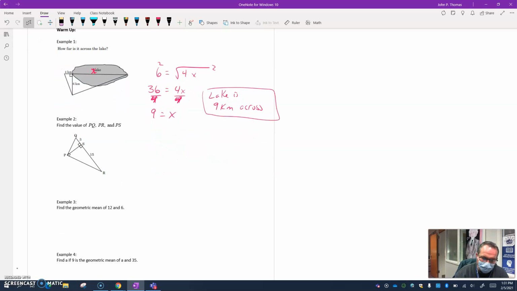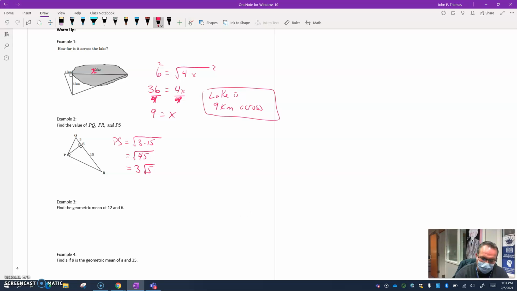All right, so the next one asked me to find PQ, PR, and PS. So I'm going to start with PS. PS is the altitude here. So I've got PS equals the geometric mean of the two pieces along the hypotenuse. So that's square root of 45. That would simplify to a 3 root 5 because 45 is 9 times 5 and square root of 9 is 3.